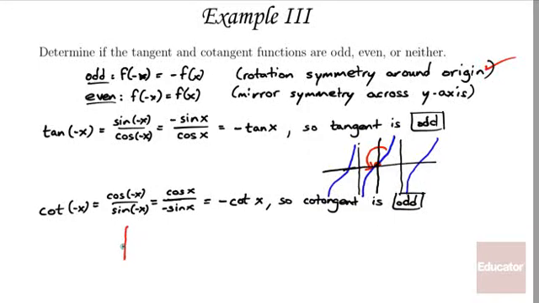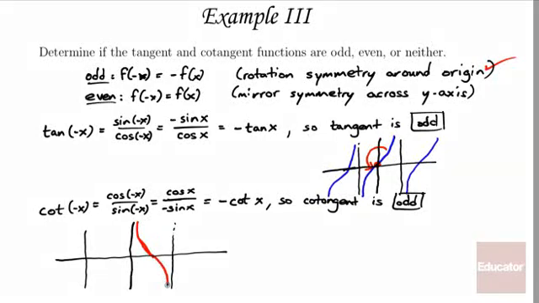So let me draw a quick graph of cotangent x. Again, probably worth remembering, but not quite as essential as the tangent function. So if you're going to remember one of them, remember the graph of the tangent function. But the cotangent function looks like this. It crosses 0 at pi over 2, and then it has asymptotes at 0 and pi.